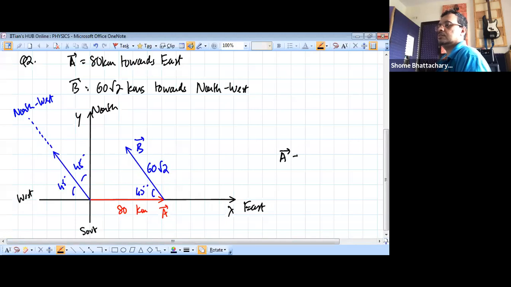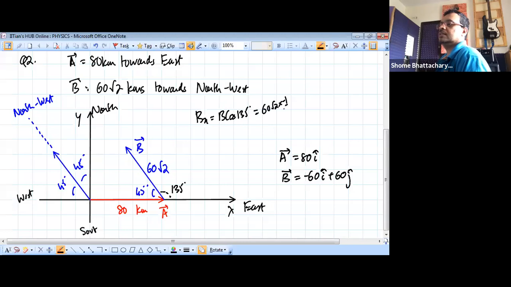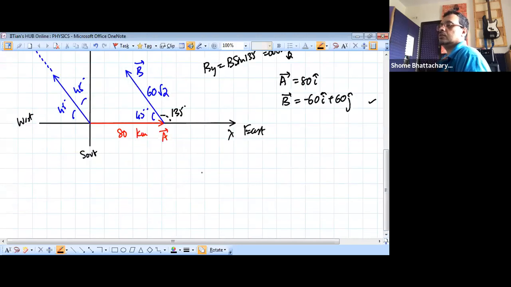So one way is you can just write A and B in component form. So the vector A in this case will be written as 80 i cap, and the vector B will be written as minus 60 i cap plus 60 j cap when you resolve, because you can see that this angle is 135. So B's x component will become B cos 135. So that will be 60√2 into minus 1 by root 2. Like that, B's y component will be B sine 135. Okay. So that will be 60 root 2 into 1 by root 2. So that's how we get the components like this. And then you can find out the resultant. So the net displacement, you can say net displacement or resultant or whatever, is sum of A plus B.